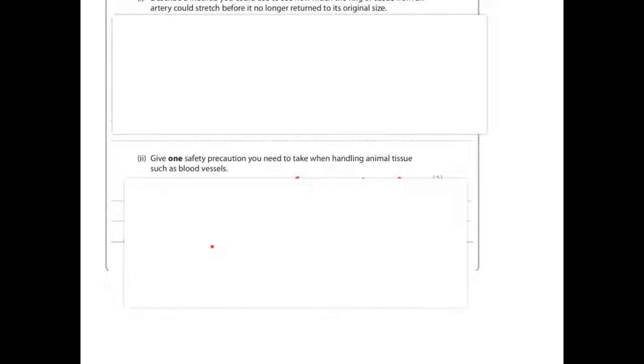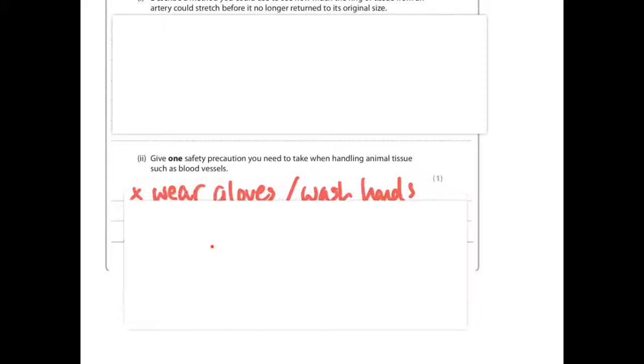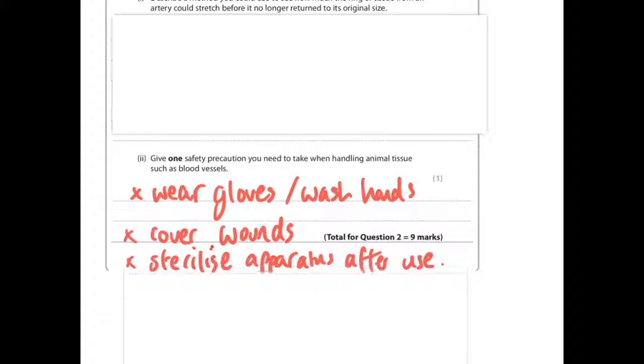Give one safety precaution you need to take when handling animal tissue such as blood vessels. So obviously you do not want to have direct contact with it. If you had a cut, it could be very, very dangerous. So wearing gloves, washing hands, cover wounds, sterilize apparatus after use, anything which basically acts as a barrier or disinfectant is useful here.